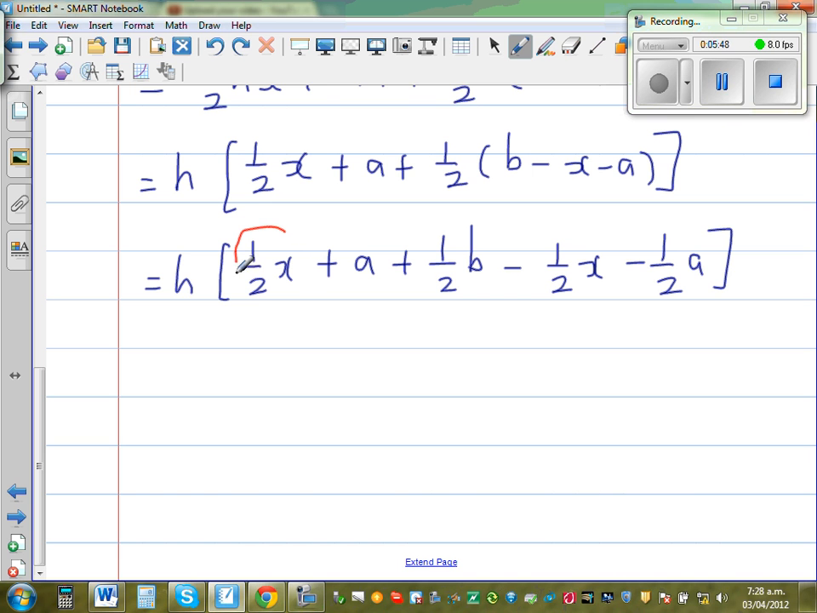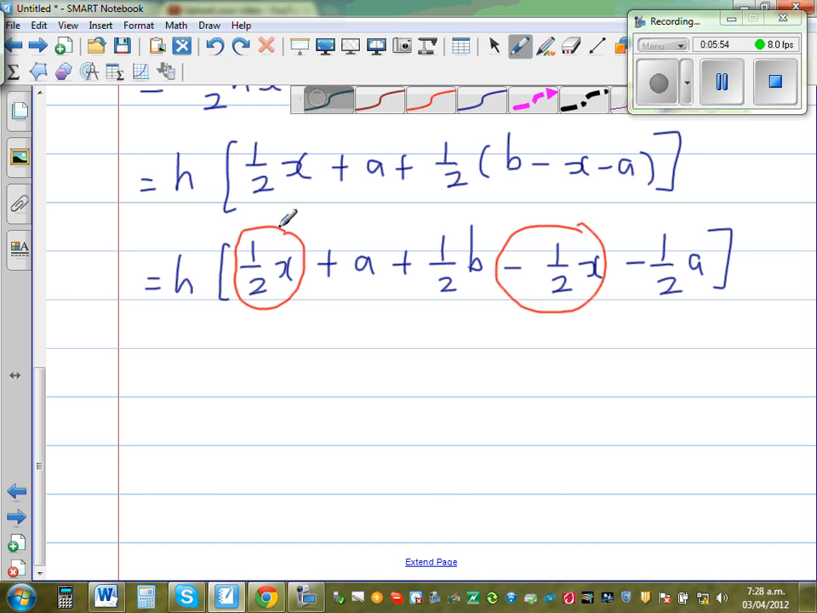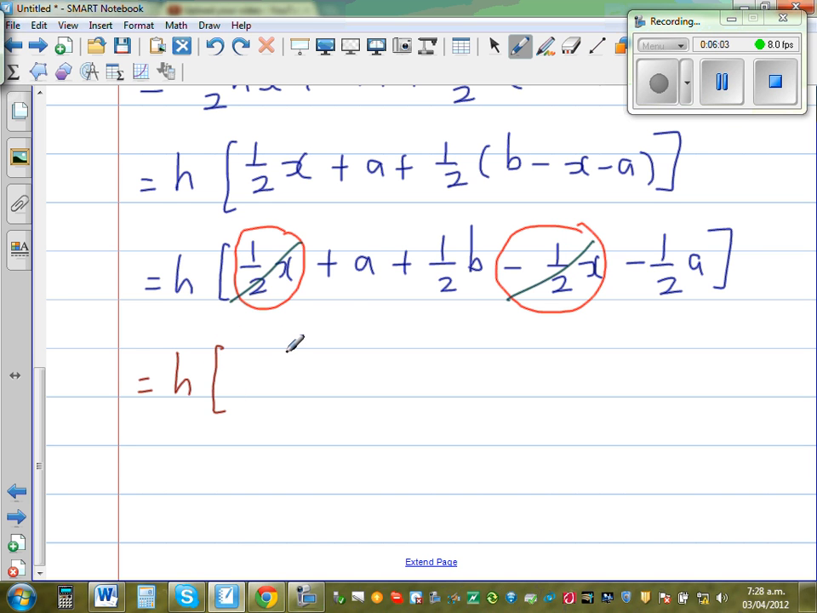Can you see this is half of x, and then you take away half of x. So what will happen? This and this get cancelled. Okay, so we can say this is equal to h times, so let me write this. This is a minus half of a. I'm writing this first and then this, plus half of b.